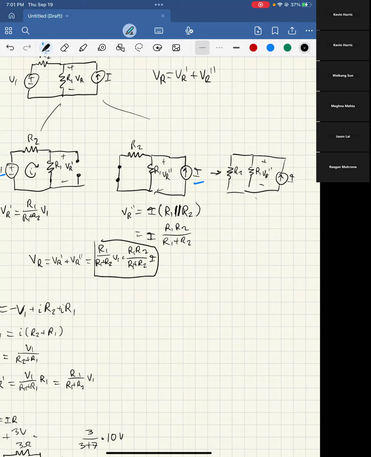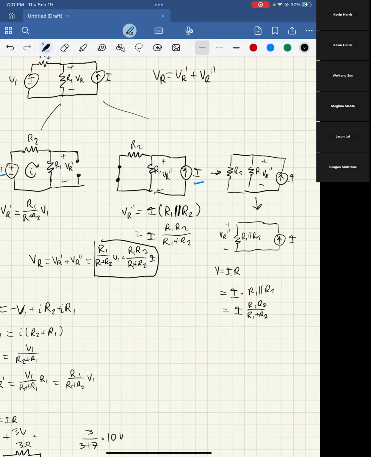Then you'd combine the 2 resistors. I'll finish writing it out, in case people look at the PDF that I upload. So then your VR prime prime would just be V equals IR equals I times that R1 in parallel with R2, which is I times R1 R2 over R1 plus R2.